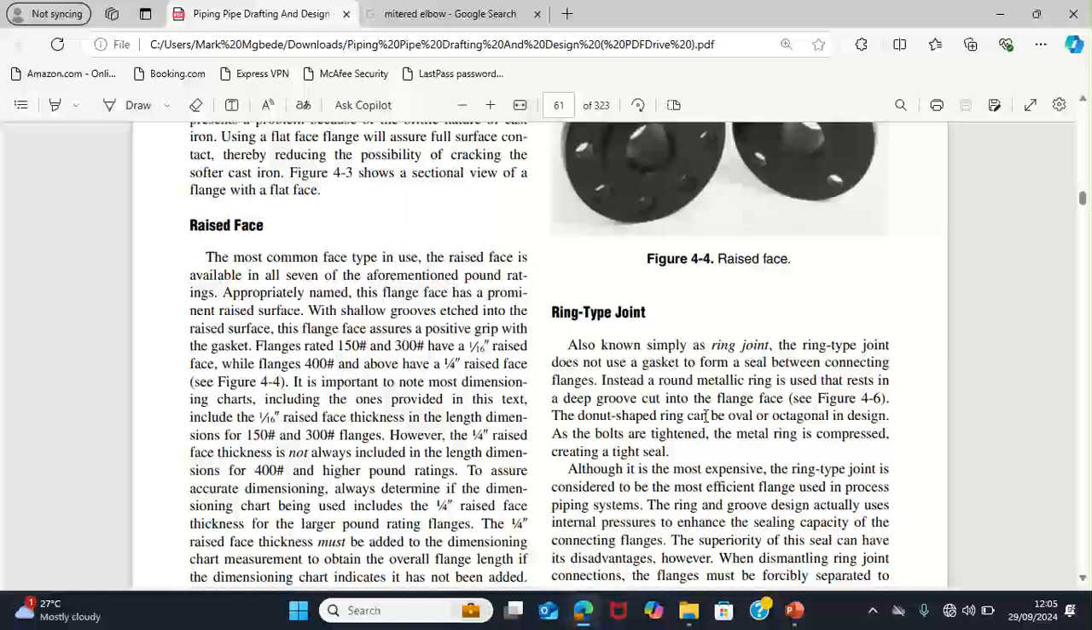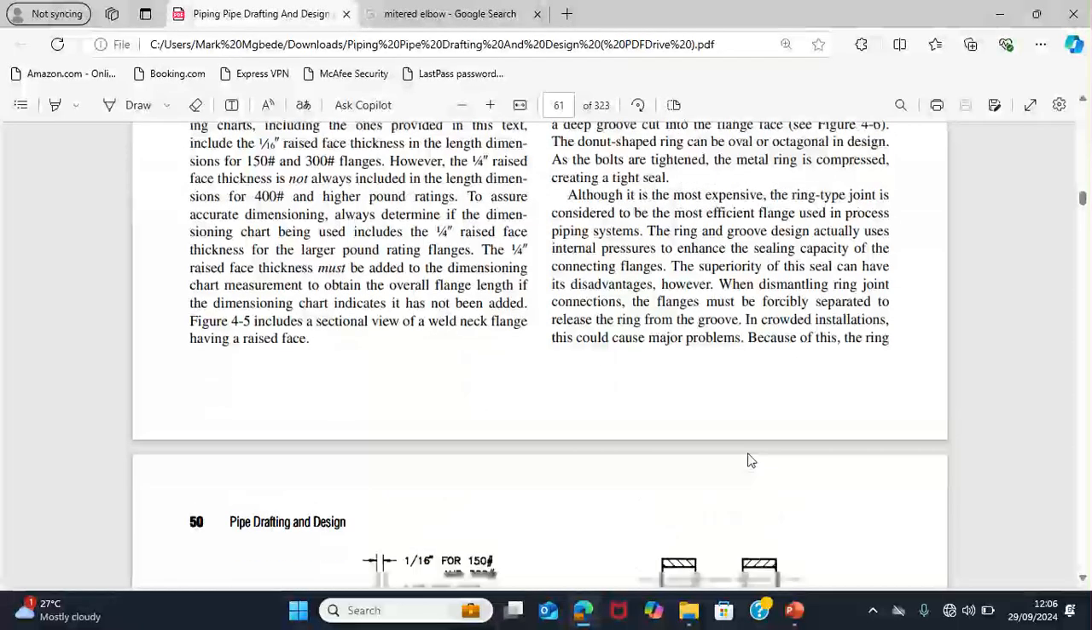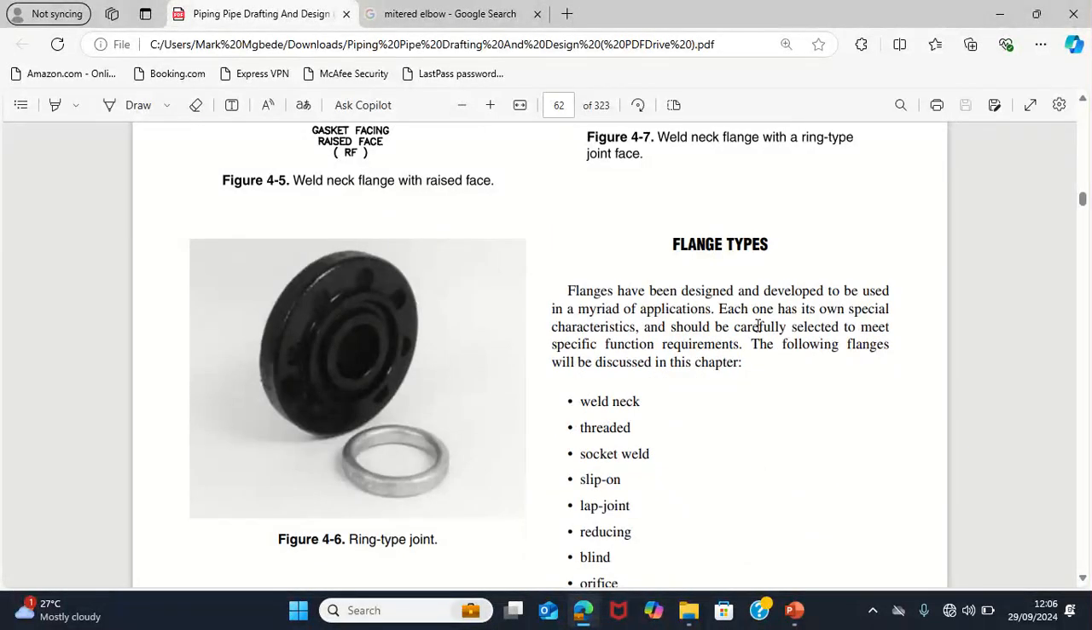They use it on lines that will never be due for maintenance, and even if it has stayed for so many years, if they want to maintain it, they change the entire flange and the entire piping system. That is the time I think they are going to use such a flange. So that's just the main types of flange.